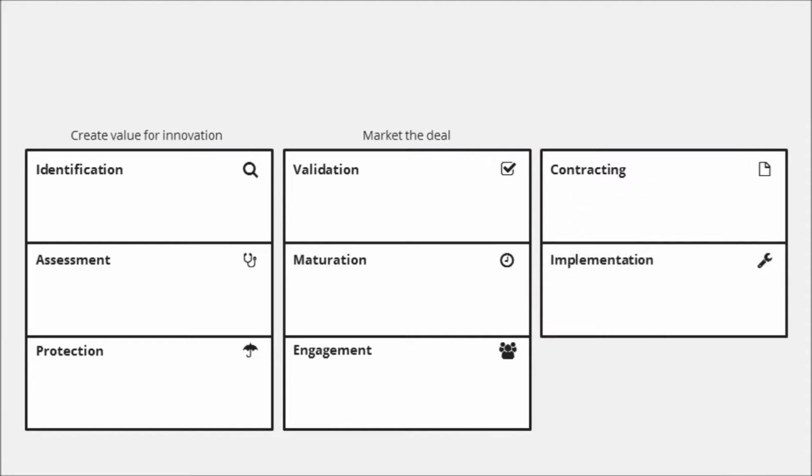Implementation phase, to achieve the effective transfer of the technology, so that the commercialization partner or the spin-out can benefit from it, as well as execute the partnership agreement terms and conditions.